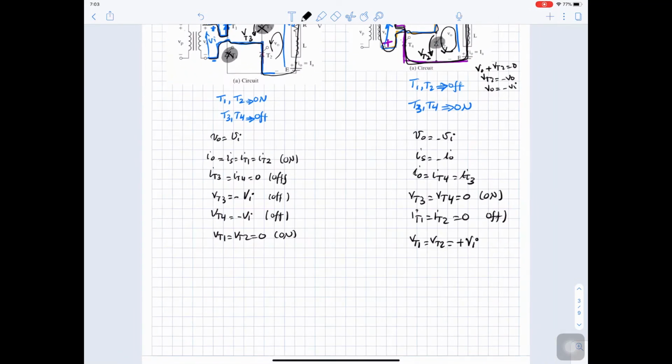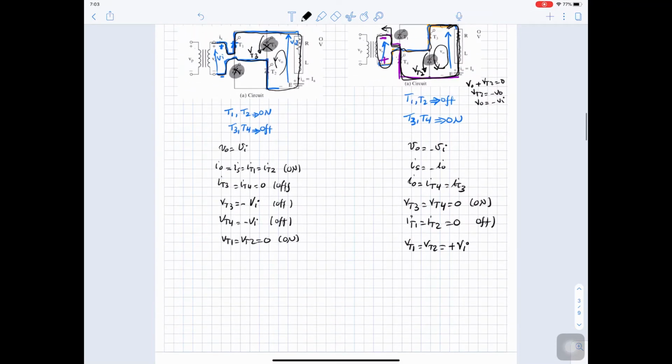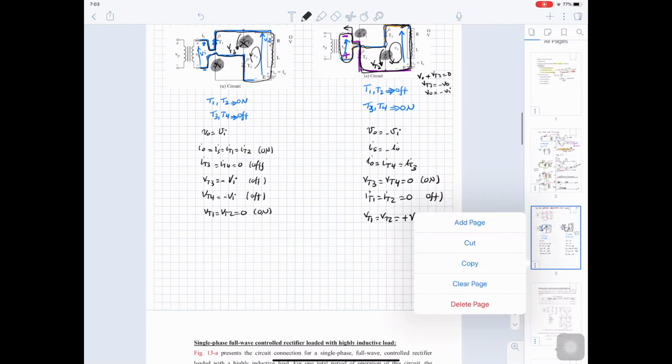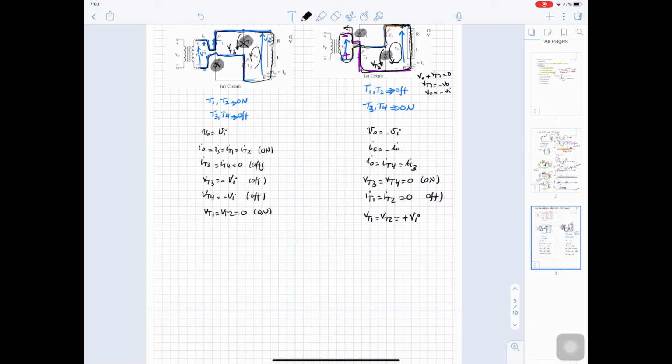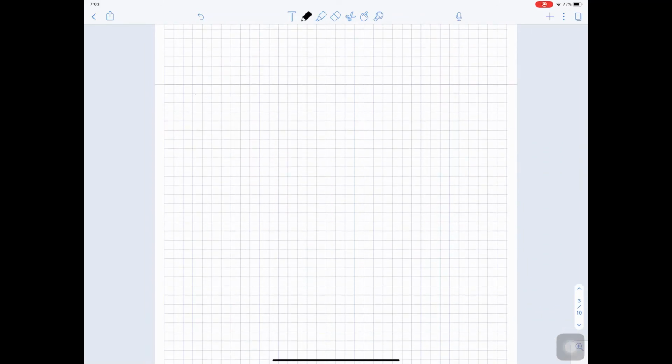Now we have all the equations for each situation. The question is when we will apply these rules. So let's sketch the waveforms.